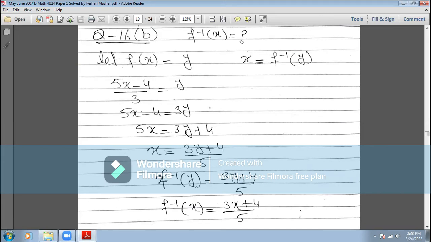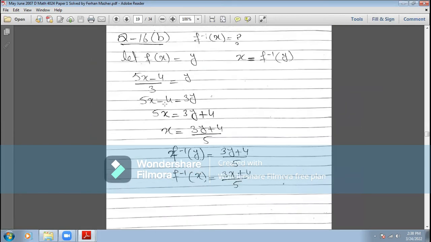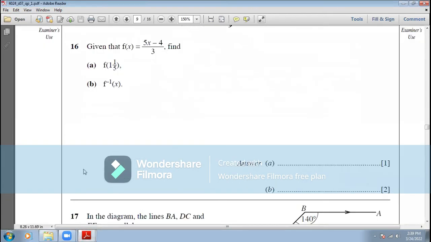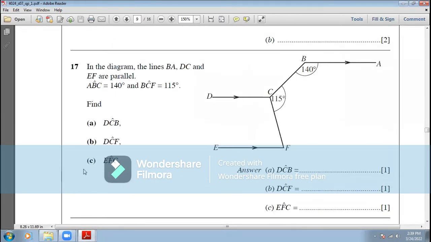So in place of x, I will write f inverse of y equals 3y plus 4, the whole thing divided by 5. Then I will change the variable from y to x, and that will be f inverse of x equals 3x plus 4 divided by 5. So this is how you do question number 16, the B part. I hope you understand how we have found the inverse of this function. Okay, so we are moving to the next question.